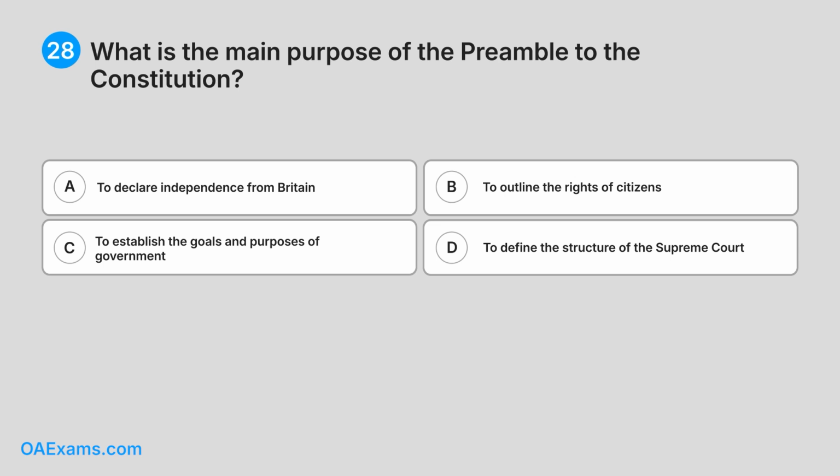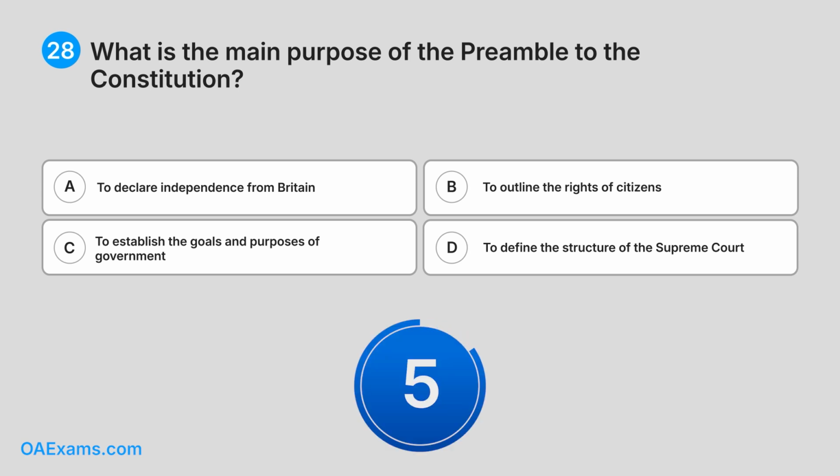28. What is the main purpose of the preamble to the Constitution? A. To declare independence from Britain. B. To outline the rights of citizens. C. To establish the goals and purposes of government. D. To define the structure of the Supreme Court. What do you think is the answer?